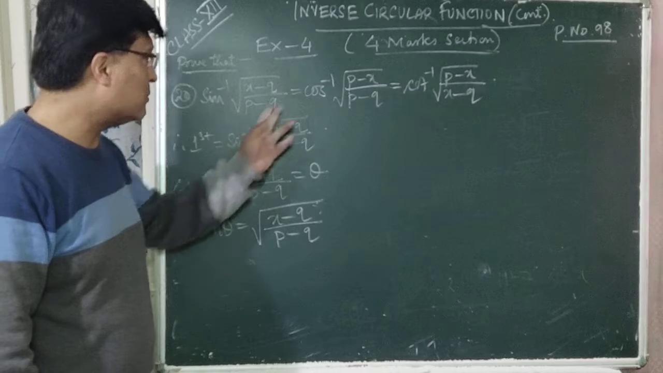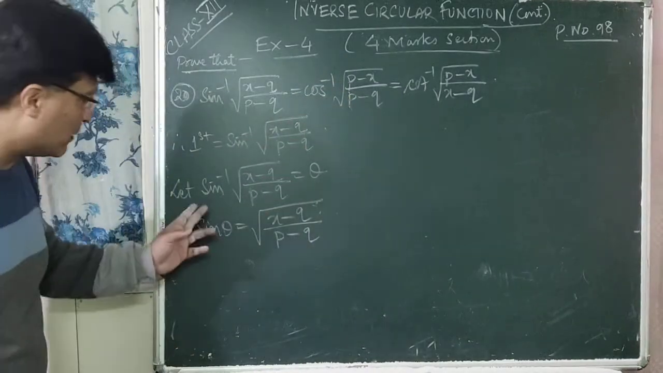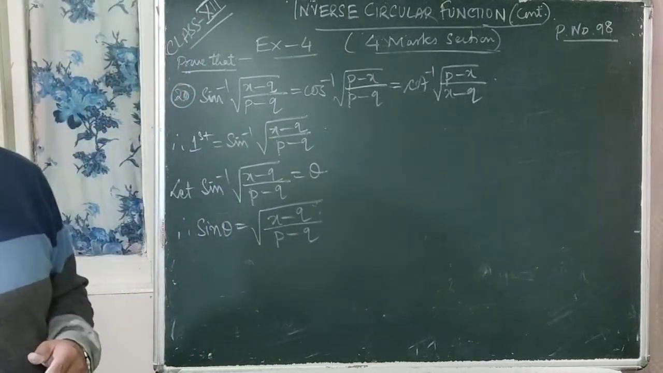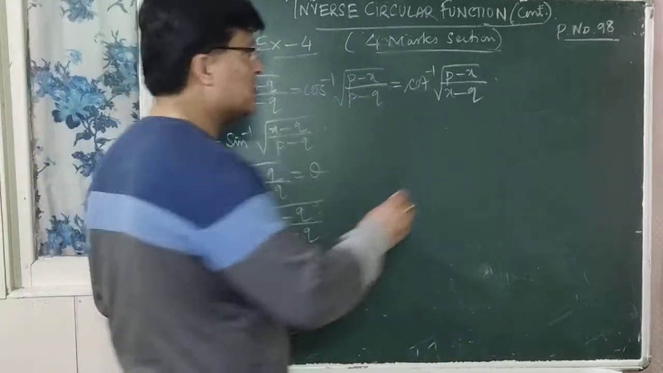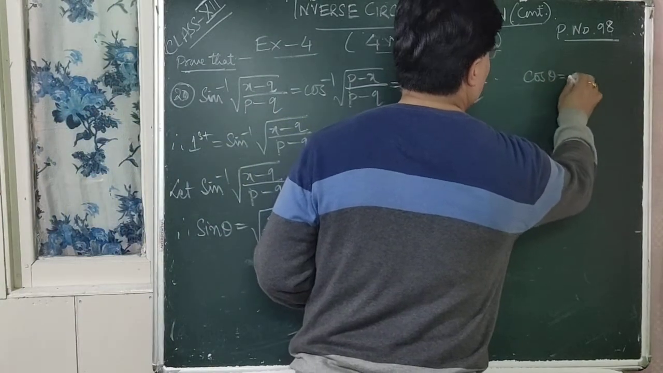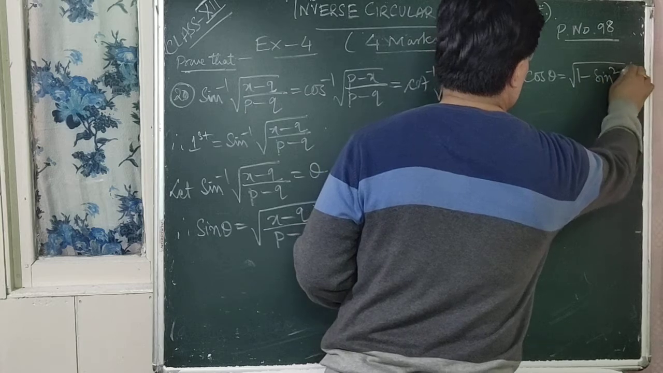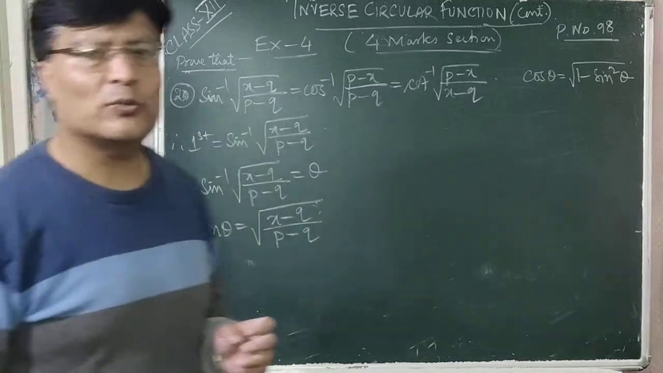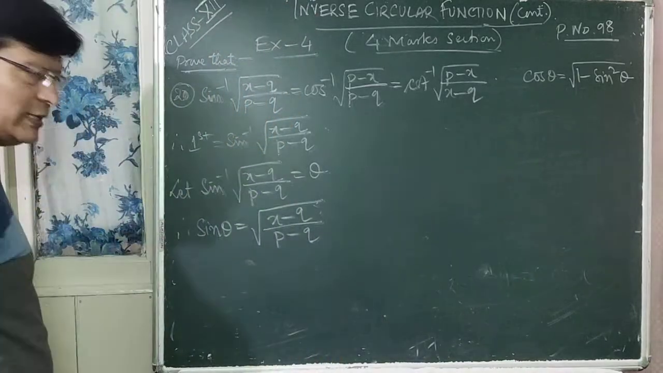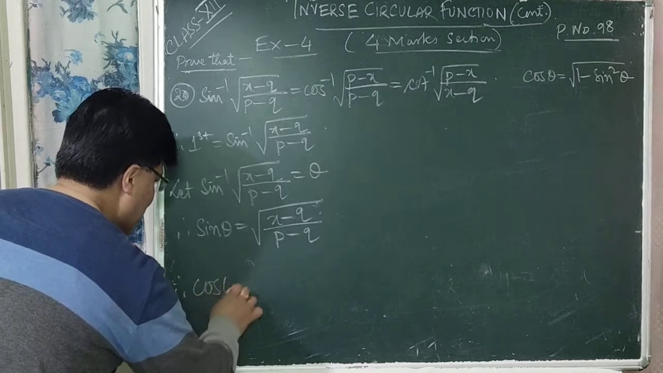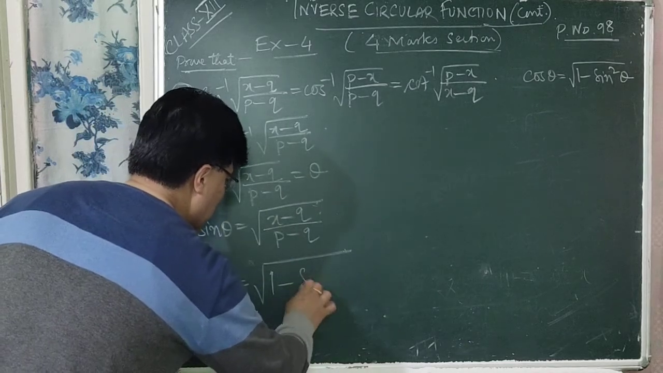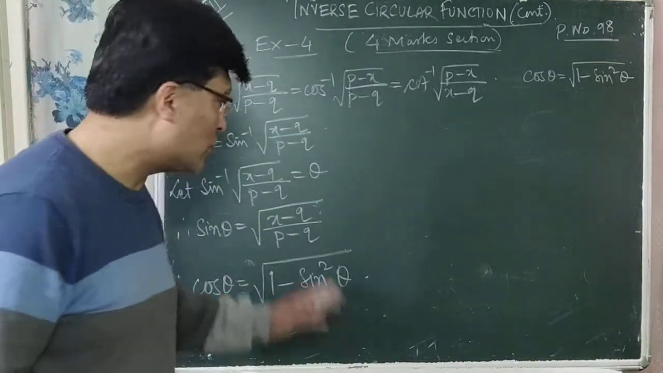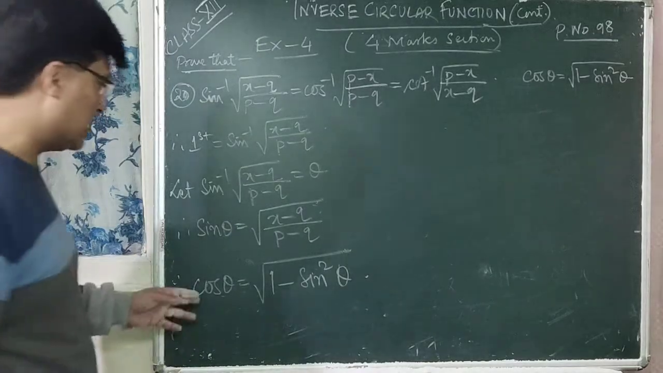Since you have to convert this sine inverse into cos inverse, first of all you have to convert this sine theta into cos theta. You know how to convert sine theta into cos theta, isn't it? Because we know the formula, that is cos theta is equal to root over 1 minus sine square theta. In class 10 we did it, isn't it? Let us use the formula here. Therefore cos theta is equal to root over 1 minus sine square theta. Is that clear? So let's use this formula to get the value for cos theta.